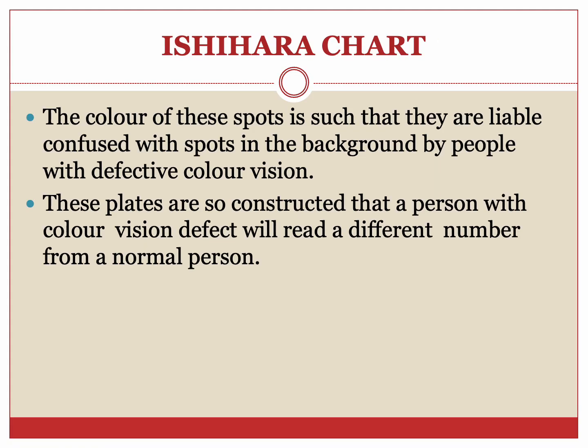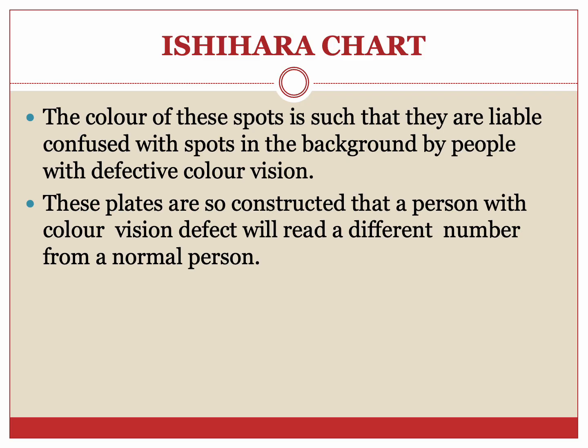So what is Ishihara chart? In Ishihara chart there will be spots. These spots are such that they are liable to be confused with the spots in the background by people with defective color vision. These plates are so constructed that a person with color vision defect will read a different number from a normal person. So there will be numbers on that particular chart formed by using spots, different colors of spots.